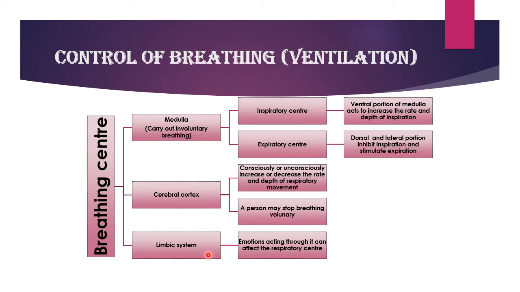Then the limbic system. The limbic system is also a part of the brain, and emotions acting through it can affect the respiratory center as well. The limbic system helps in controlling different types of emotions, so those emotions indirectly affect the respiratory center.